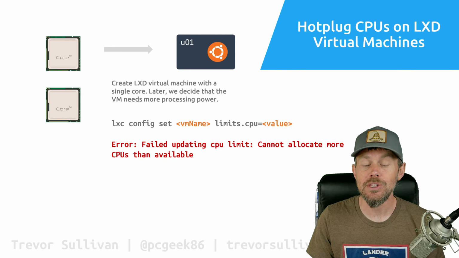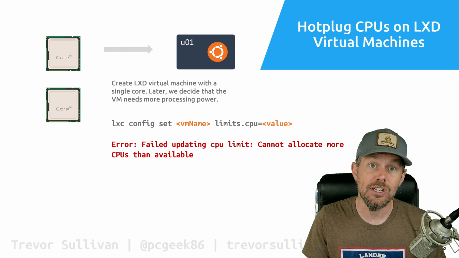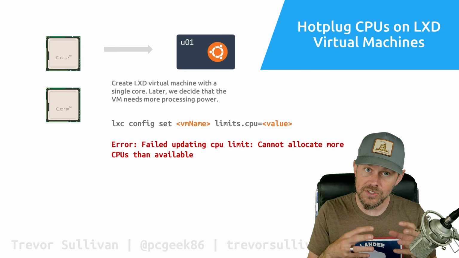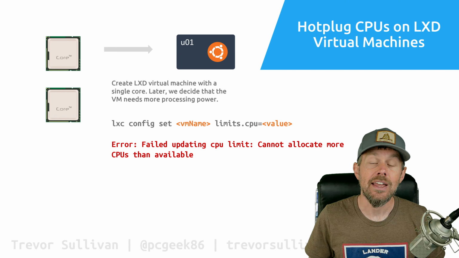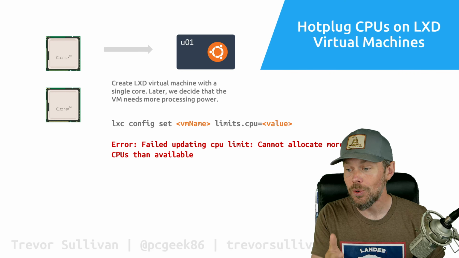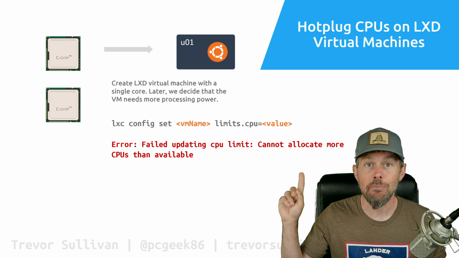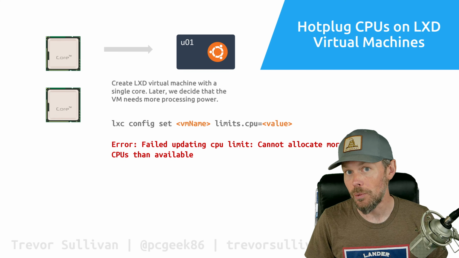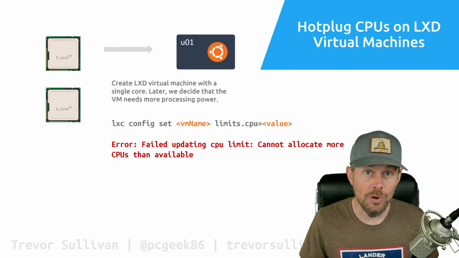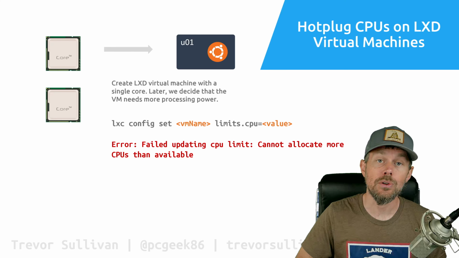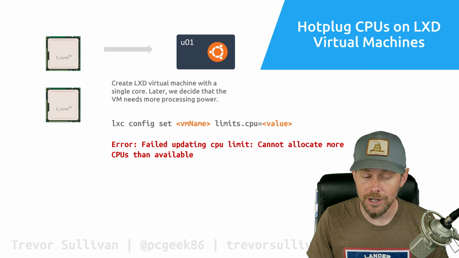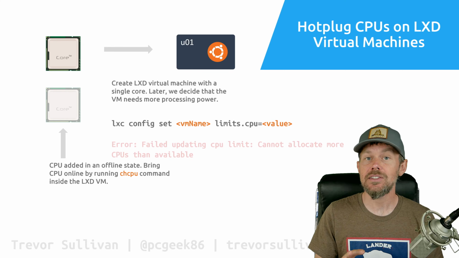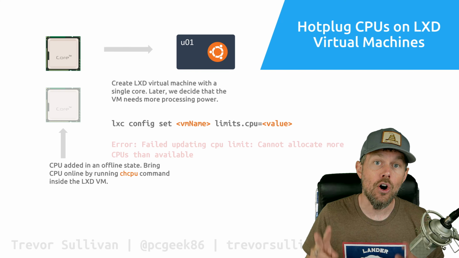Well, when we add that CPU core, if we try to exceed the number of cores available on the physical host, so let's say our physical host maybe has 4 CPU cores, like mine does, if I try to add a 5th CPU core, then we're going to get this error that says that we can't allocate more CPUs than the number of physical cores that are available. And that's pretty straightforward, right? Because we can't have 5 CPU cores on the virtual machine if we only have 4 CPU cores available on the physical hardware, right? So once we add a new CPU core, that CPU core is going to be brought in on an offline state.